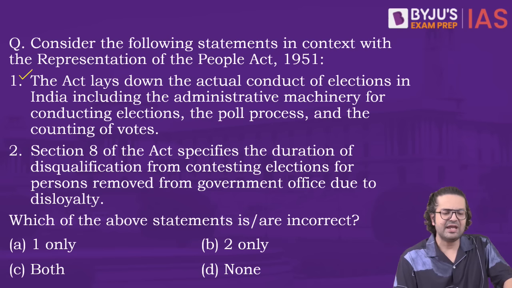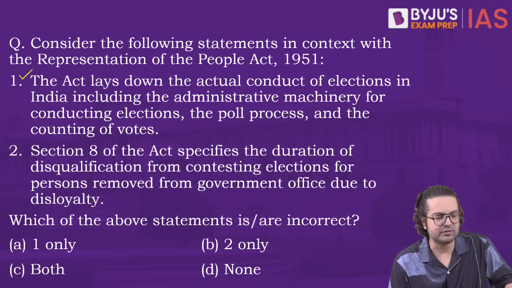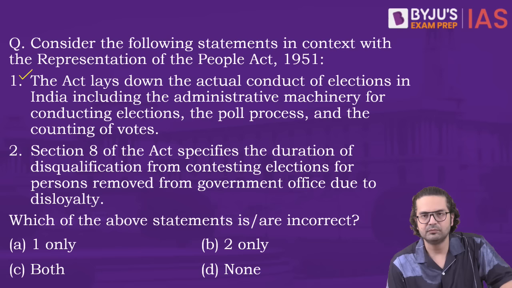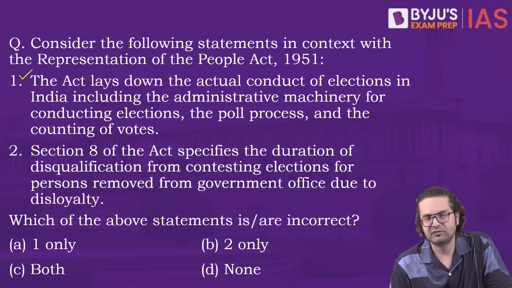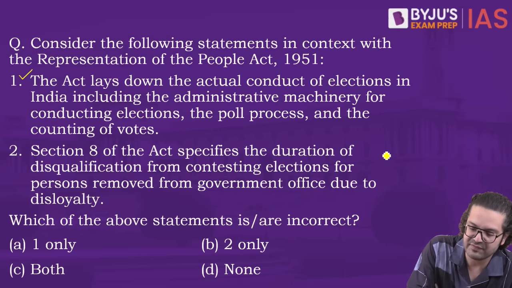Number 2, Section 8 of the Act specifies the duration of disqualification from contesting elections for persons removed from the government office due to disloyalty. So, in future, if some of you are removed from office on the grounds of corruption or disloyalty, you will not be allowed to contest elections for 5 years.